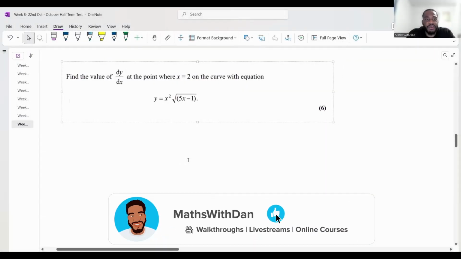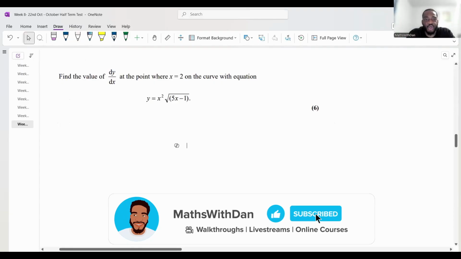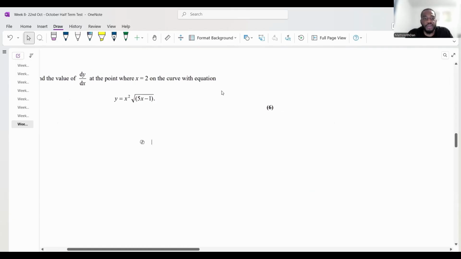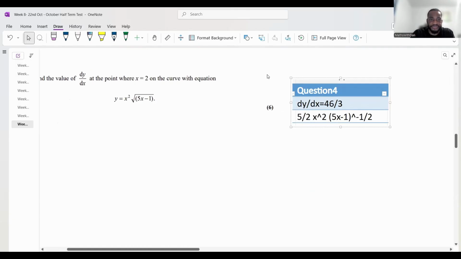So, find the value of dy/dx at the point where x equals 2 on the curve of equation. I'm going to show you the two answers, guys, and I want you to tell me immediately which answer is definitely wrong. There are two answers, and this is not to point anyone out. I'm not going to show you who's who, but just let you know how to do these types of questions. So these are the two answers I got here.